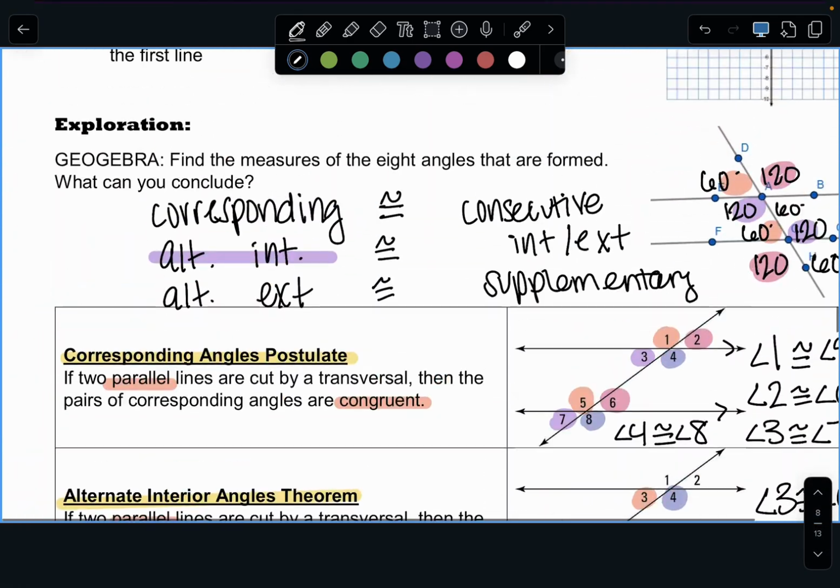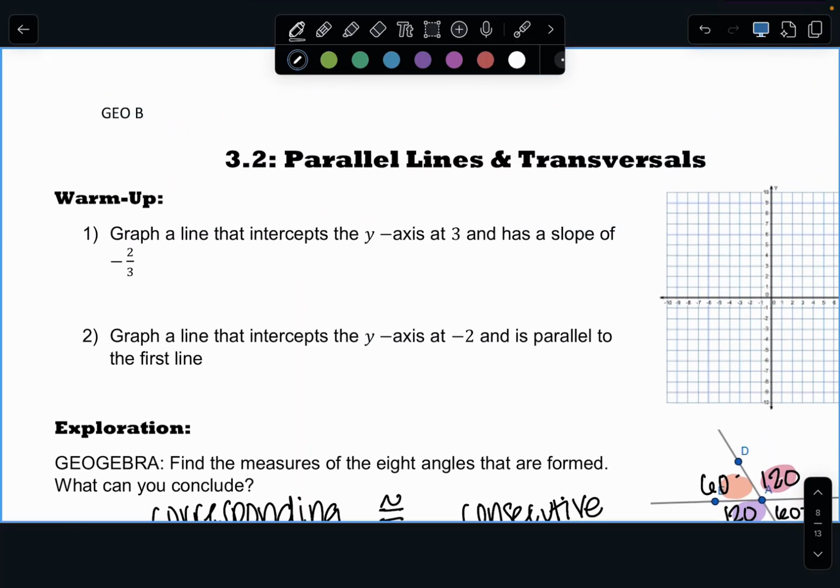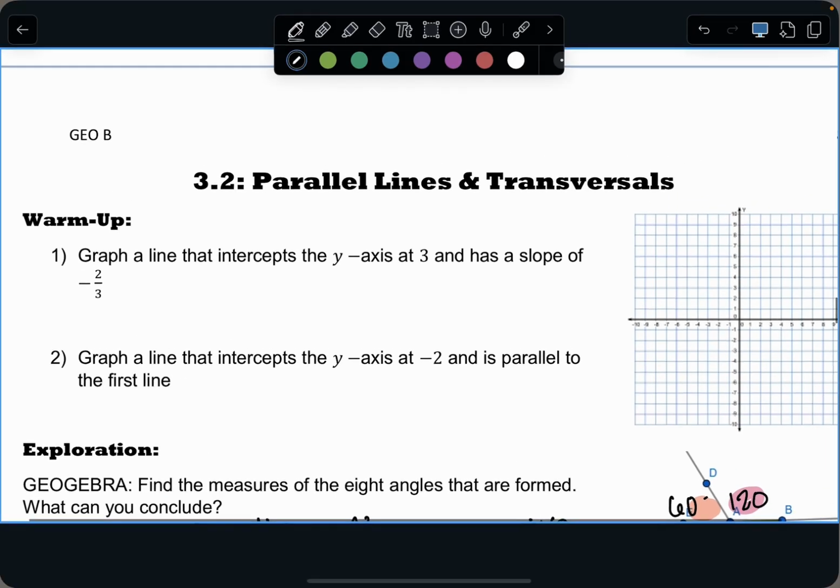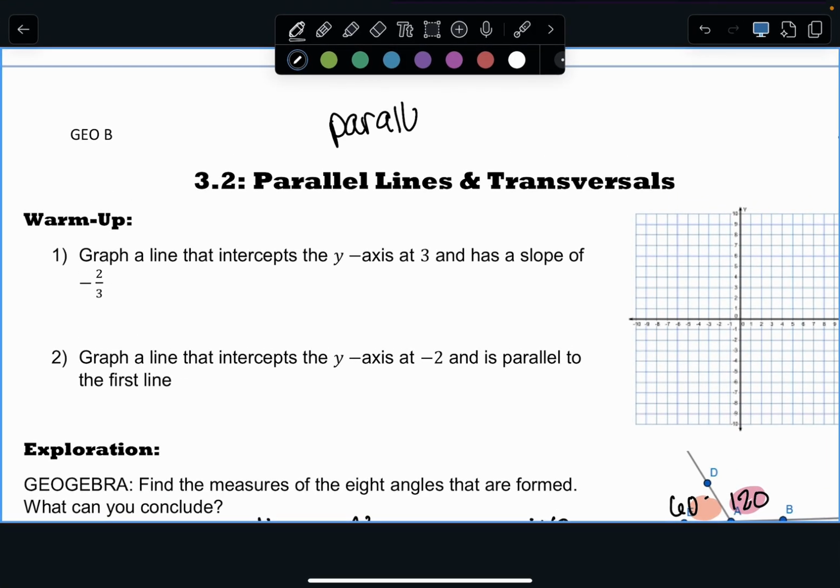Let's go back up here real quick. Let's do the warm-up that I skipped because I wanted to make sure we had enough time. Do we remember parallel lines? Listen. 25. Or 35? 35. I wish it was 25. Okay. Get out early. I know.